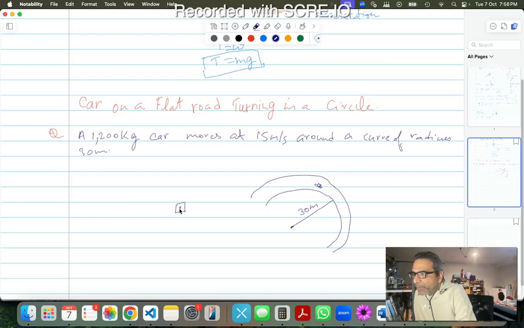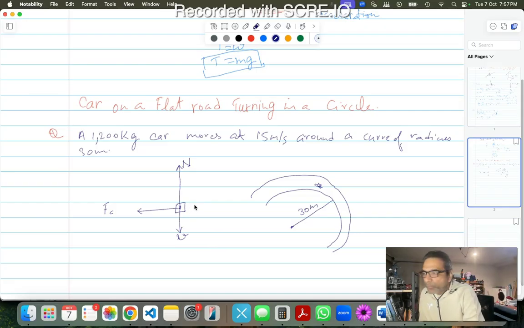If this is the object, it's not moving upwards. So it's on the floor. That means the weight is equal to the normal, right? But there is another force which is pulling it, moving it towards the center, which is the centripetal force, right?